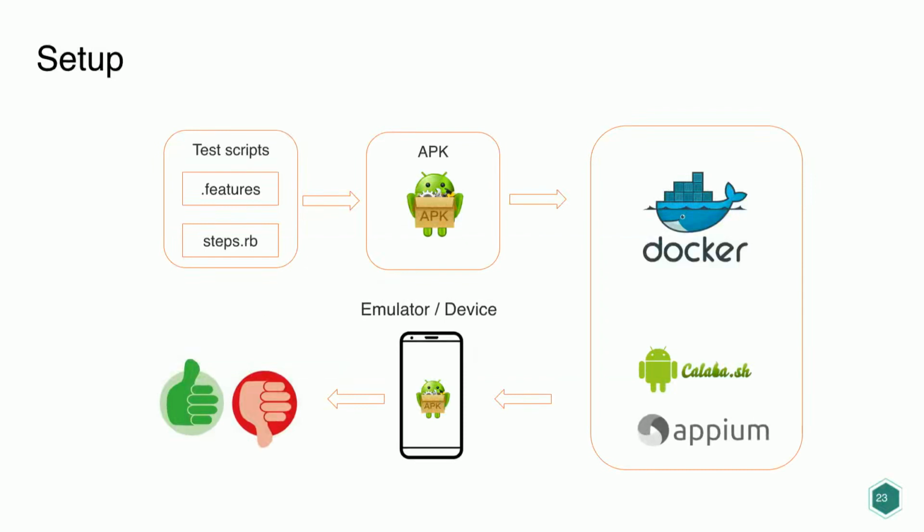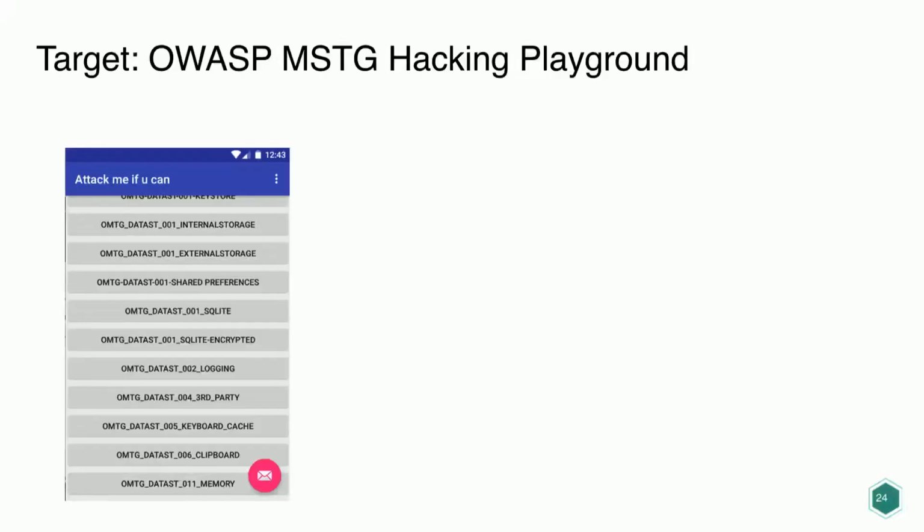We have a Docker container with our UI automation framework, right? And the tests can be executed on emulators or real devices. So for example, if you have a farm, you will execute your tests on every device in one shot. We're going to use as a target the OWASP Mobile Security MSTG hacking playground, from Sven there.